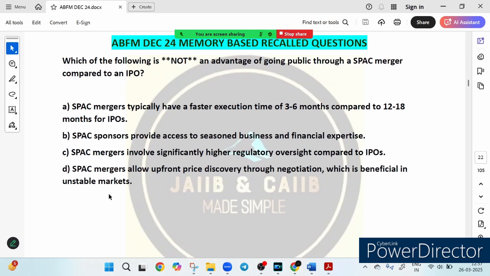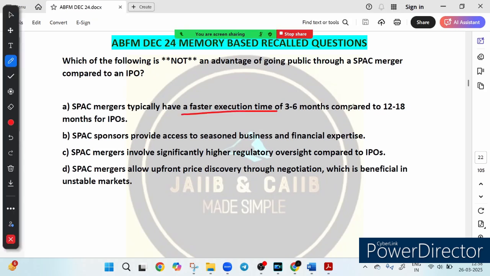How do they compare to IPO, right? So basically, which of the following is not an advantage of going public through a SPAC merger compared to an IPO? The first option says that SPACs are faster than an IPO, right? Faster execution time than IPO.